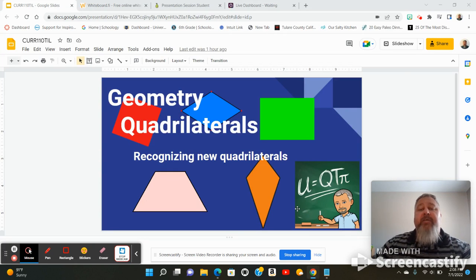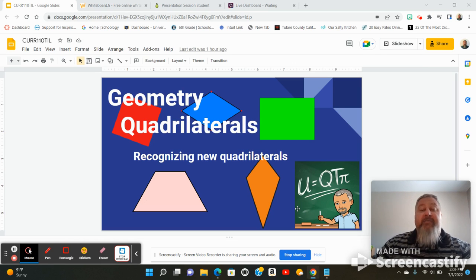This is my technology integrated lesson for third grade. This is the geometry unit. It's a continuation of quadrilaterals. Today's standard is 3.G.A.1. It's to understand that shapes in different categories, such as rhombuses and rectangles, may share attributes like having four sides. That's what a quadrilateral is.